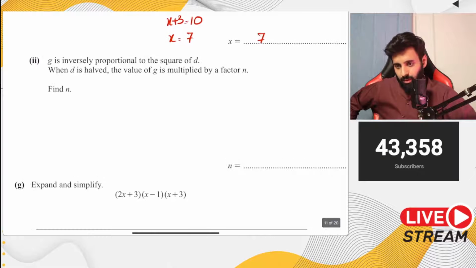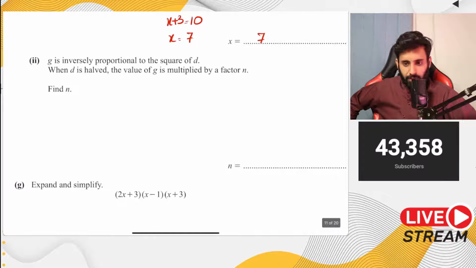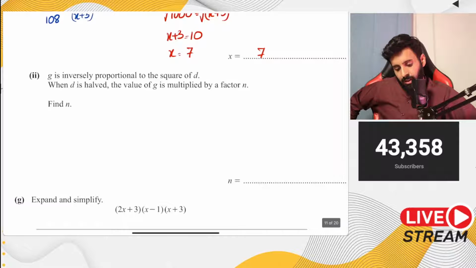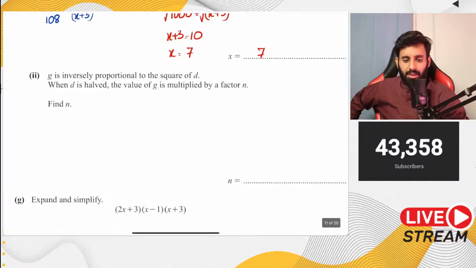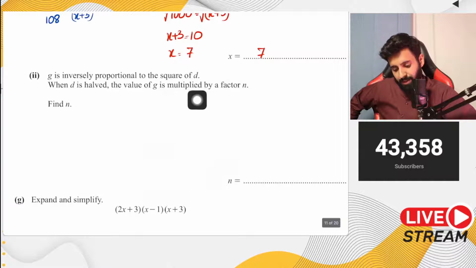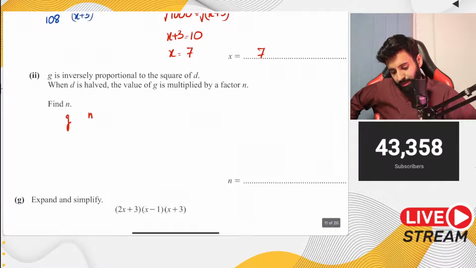Now, if you're good with the old method, go ahead. All right. So here it says g is inversely proportional to the square of d. Now, this is when such methods will come in handy. Let me show you. When d is halved, the value of g is multiplied by a factor of n. Find n.